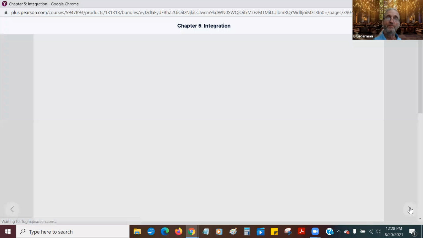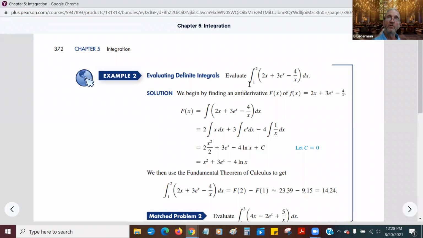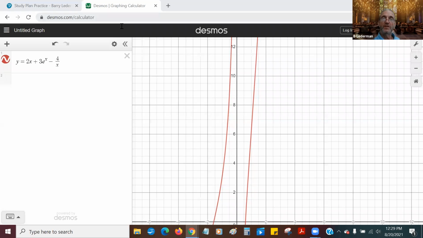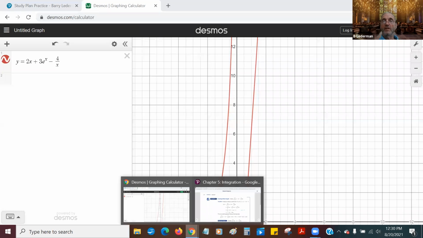So let's look at an example. We want to find the integral from 1 to 2 of 2x + 3e^x - 4/x. To look at the picture of this in Desmos, this is the curve y = 2x + 3e^x - 4/x. It's this big red line right up here. That's x = 1, that's x = 2. So it's kind of a big spiky area that goes up pretty high. Instead of having to draw rectangles, which is a massive pain, all we're going to do is take some antiderivatives, and we are going to be in business.